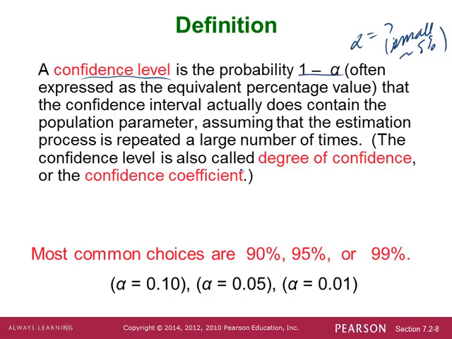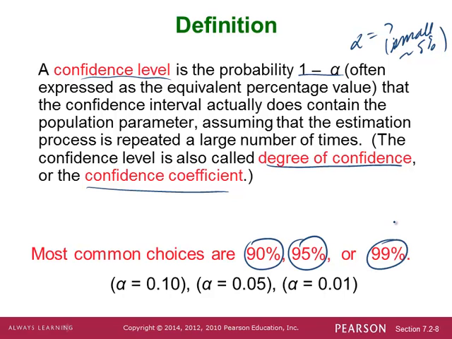The confidence level is also called the degree of confidence or the confidence coefficient. Typically, your confidence level is 90%, 95%, or 99%. Of these three, 95% is the most common confidence level. And I would dare say about 95% of the problems asking you to do a confidence interval are going to be with a confidence level of 95%.